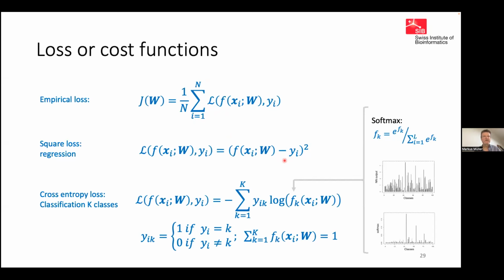For classification, we often use the cross entropy loss. If you do classification, we calculate probabilities that a certain item belongs to a certain class. And we want that this probability is really high for the target class and low for the other classes. And the cross entropy loss evaluates.